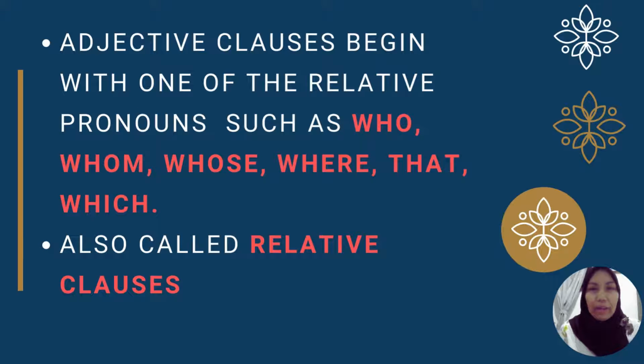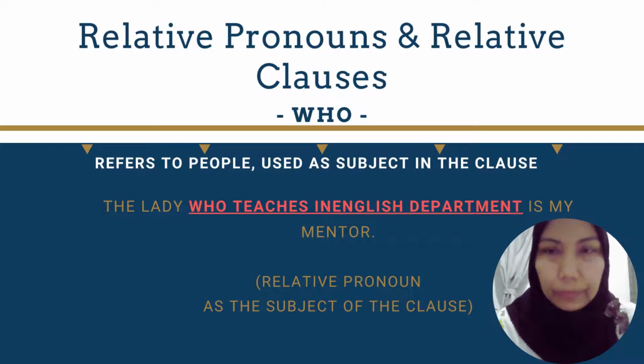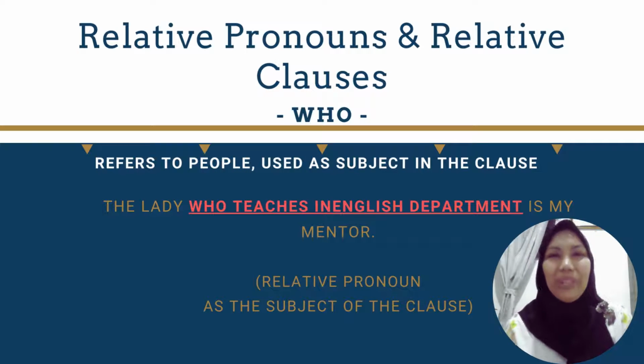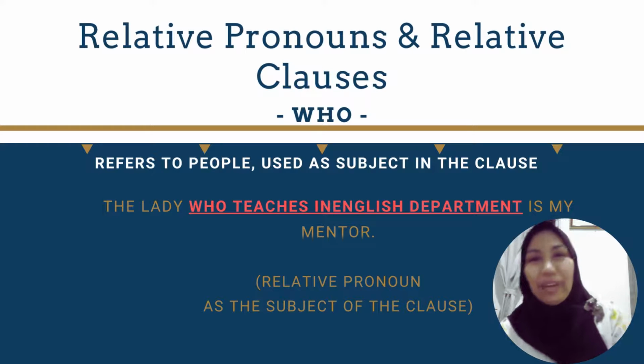The adjective clauses begin with one of the relative pronouns such as who, whom, whose, where, that, which. This is also called a relative clause. Now let us talk about the relative pronouns and the relative clauses.